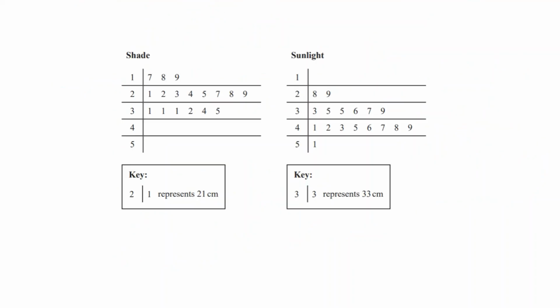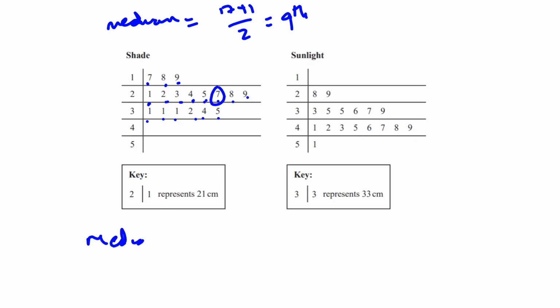When we have two stem and leaves and we're asked to compare, we'll be comparing the median. In this one, we've got 1, 2, 3, 4, 5, 6, 7, 8, 9, 10, 11, 12, 13, 14, 15, 16, 17. To get our median, we add 1 to that value and halve it. So it'll be 18 over 2, which is 9. I'm looking for the ninth value. 1, 2, 3, 4, 5, 6, 7, 8, 9. So my median for the left-hand one, for shade, is going to equal 27.